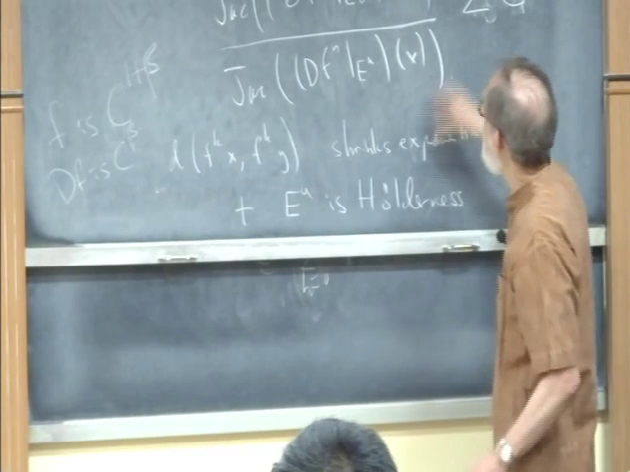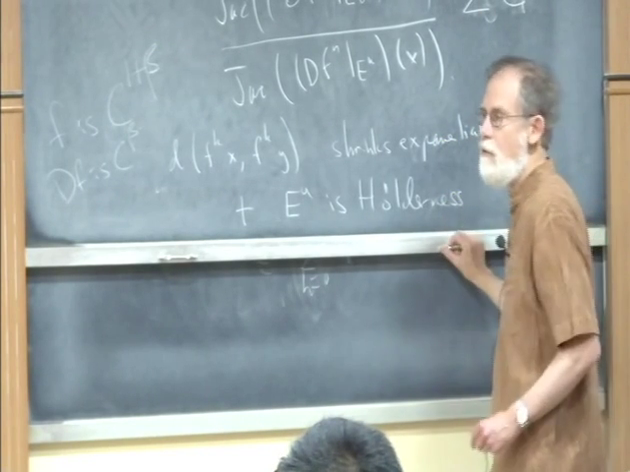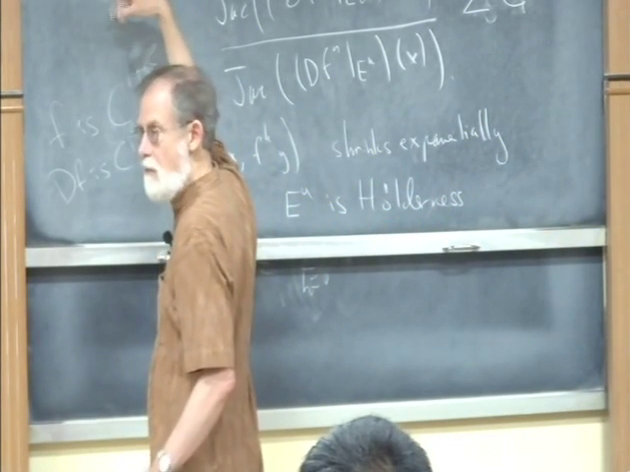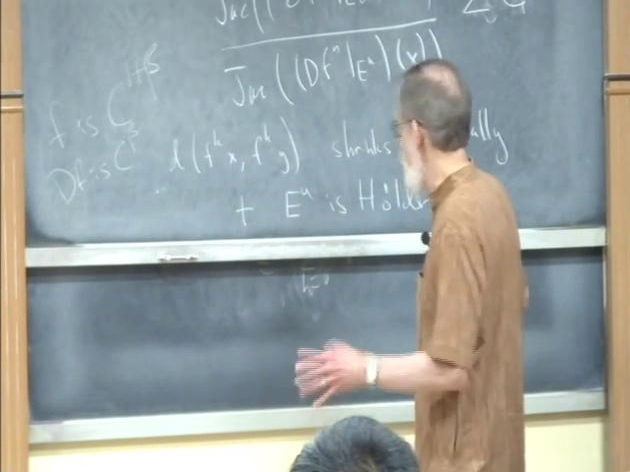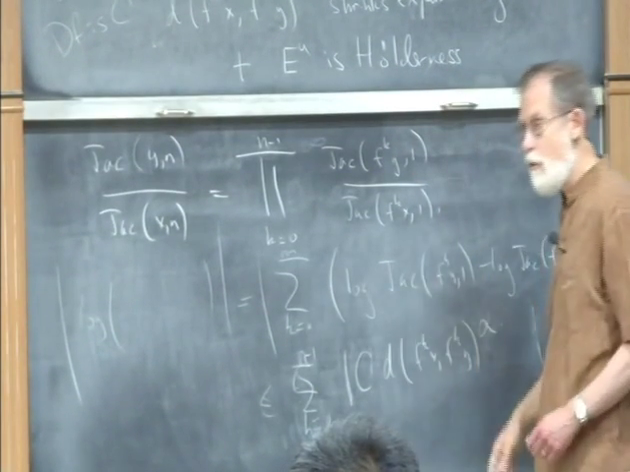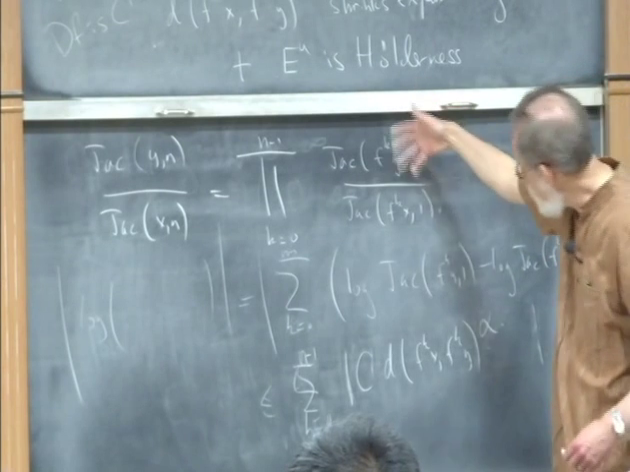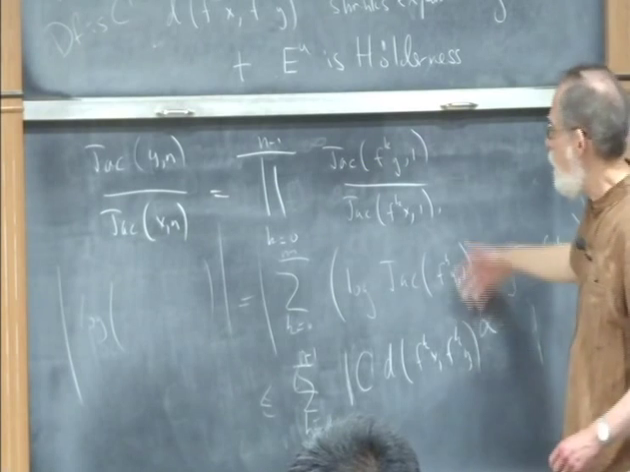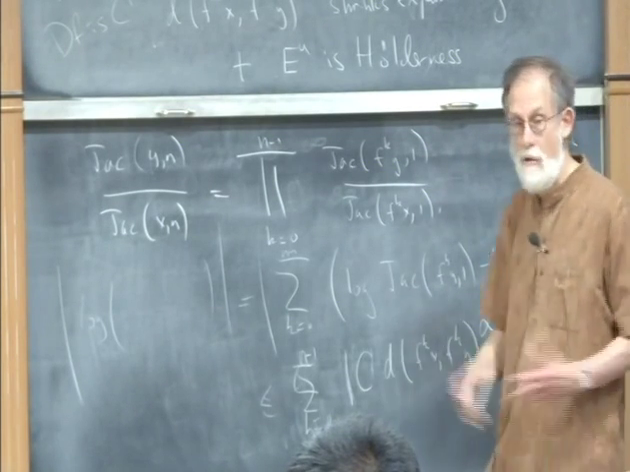And the point is that this constant is more or less independent of x and y. The further apart x and y are, the bigger the constant has to be, but that's the only restriction. So this is where the Hölder continuity of the unstable subbundle comes in. And this convergent product is really what makes everything work.